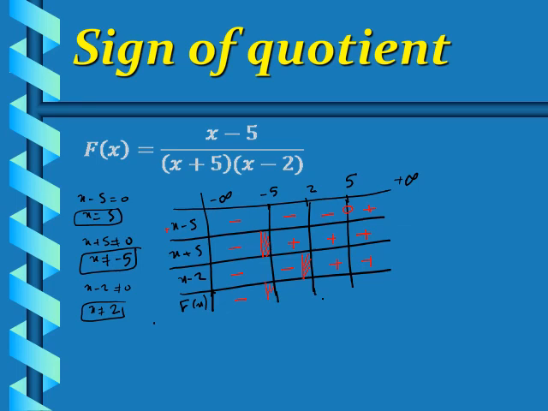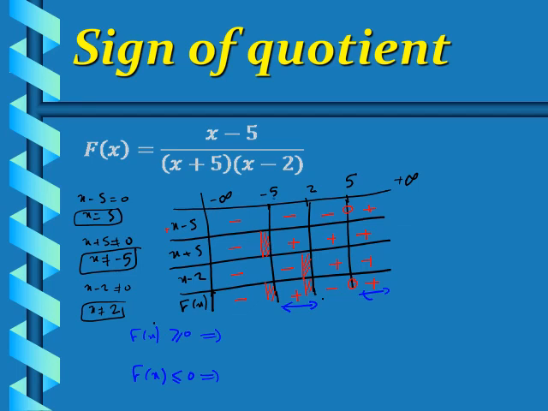Then f of x: different, plus, different, minus, 0, plus. F of x greater than or equal to 0. F of x less than or equal to 0. F of x greater than 0 here and here.